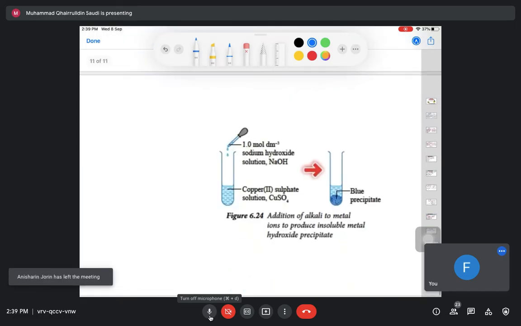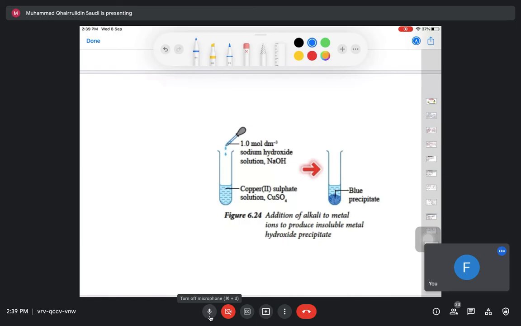This is the experiment on how we add metal ions into an alkali. So we have metal ions here, the metal ion solution, which is copper sulfate, and then we add alkali, and we will have insoluble metal hydroxide and soluble cation from alkali.